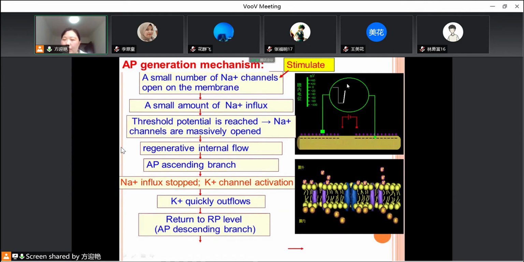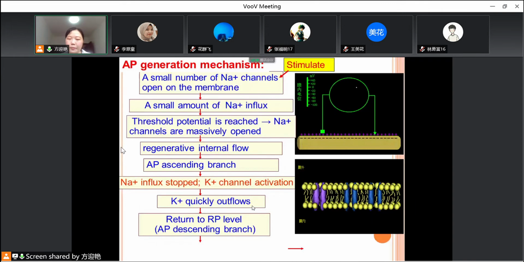We can see here the resting potential, and then the descending phase. This is the descending branch of the action potential. So the action potential wave is made up of the ascending branch and the descending branch.